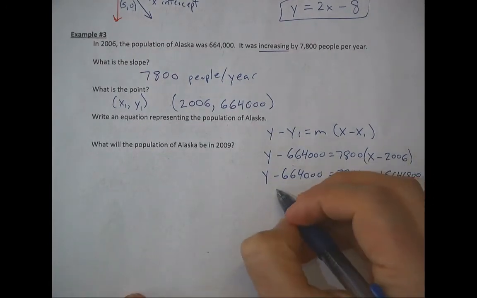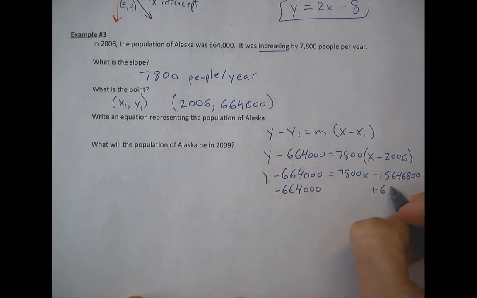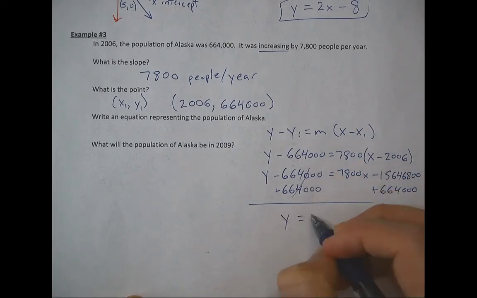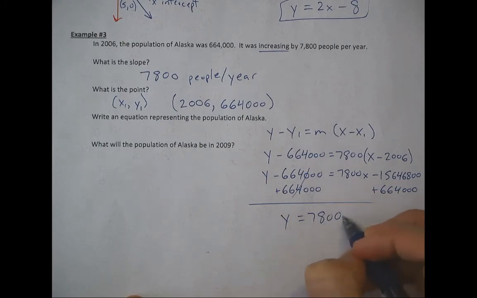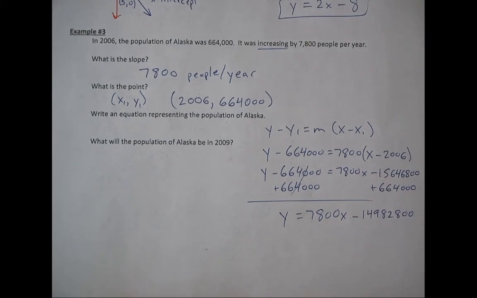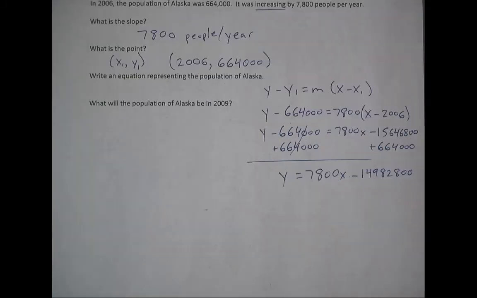And now to get y by itself, we have to add this. So y is by itself. We still have the same slope. That hasn't changed. And then our final number here looks like this. Okay, so we got some really big numbers. So we can use this equation now to find out what the population is going to be in different years. Remember, x represented the year and y represented the population.